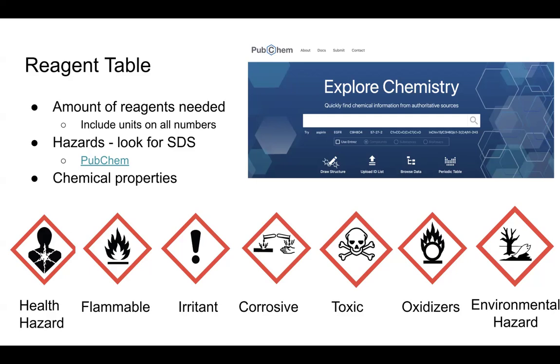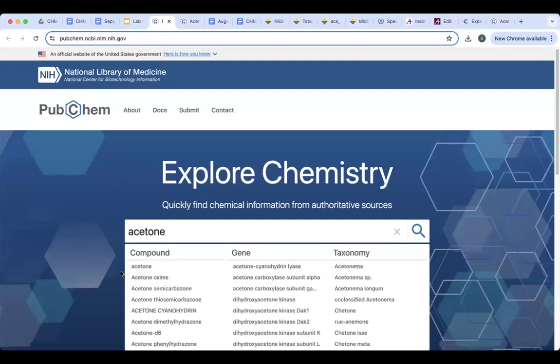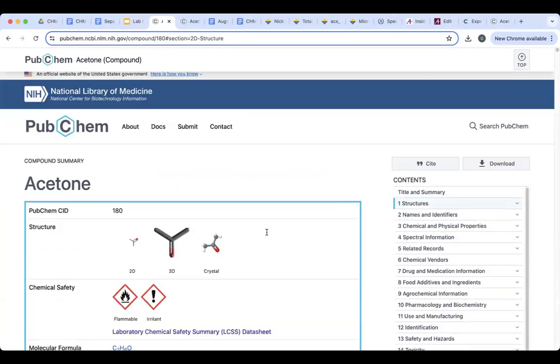So how do you go about searching for hazards? I suggest using this website called PubChem. And let's take a look at one together. I'm going to try acetone. So that pops up. We'll click on it. You can double check that that's the correct structure by clicking on the picture.